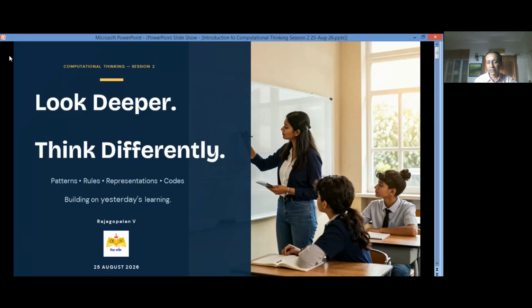So thinking differently has many components. Some of them we have listed there. It's about identifying patterns, identifying rules, which form the patterns. How are the patterns represented? And some of the coding techniques and codes that we use when it comes to patterns and progressions. And we will build from what we learned yesterday. So that is going to be the section of today's session.